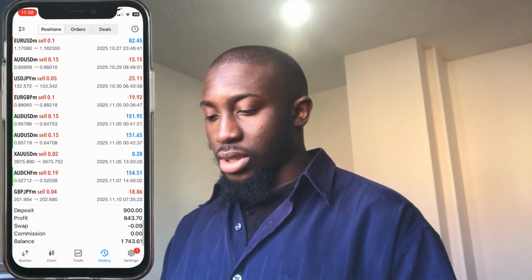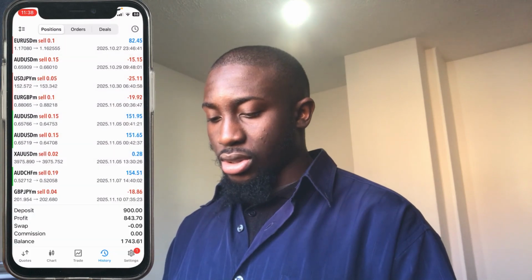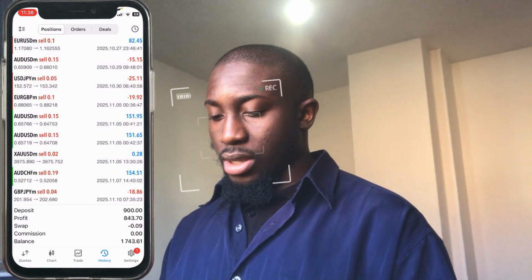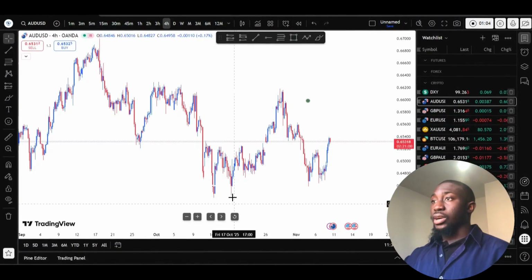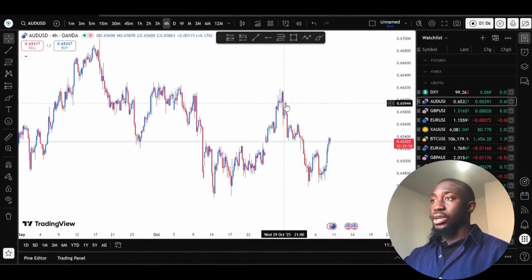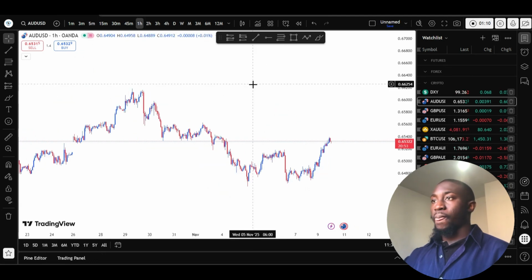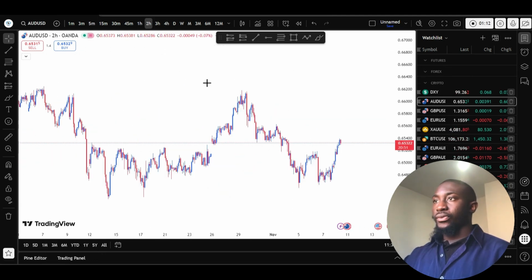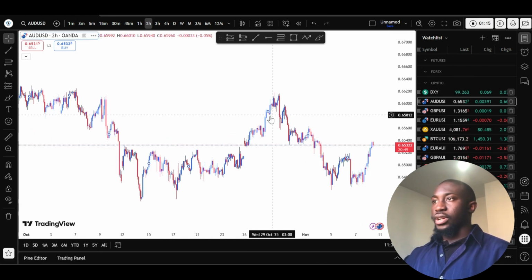So I took a few trades, I think from this AUD/USD sell of $15 loss to this GBP/JPY. This was the setup that I caught on AUD/USD around this area after a change of character impulsively. Let's go to the 1 hour time frame. After a change of character impulsively, that was what I entered.